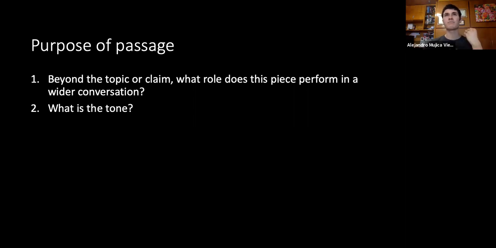Does it stress the issue as an urgent issue? Does it try to act as a neutral description of the two sides? Does it sort of try to look at a specific demographic of this wider conversation? So the purpose of the passage goes beyond what it is about. Does that kind of make sense? It's difficult to understand, but there is a difference.